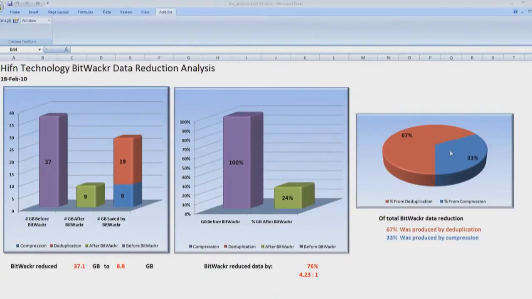So now we've seen the BitWackr deduplication and compression performance and its data integrity, and we've now wrapped up with an analysis of the BitWackr's data reduction effectiveness.